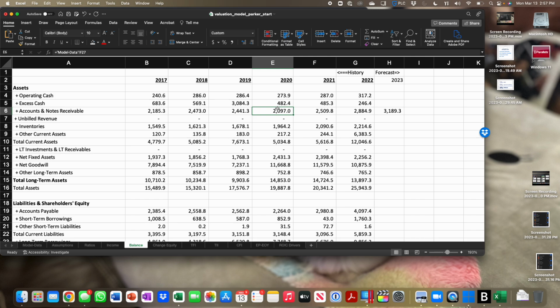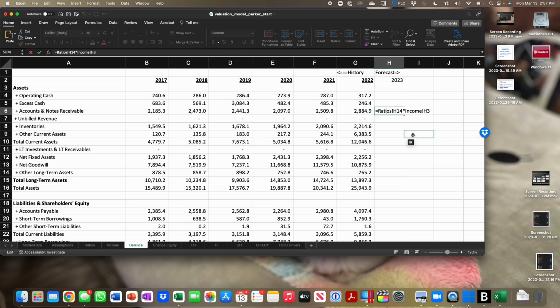Everybody with me so far? Yes. What did you multiply it by again? H3 from what tab? So H3 for the income tab times ratios H14 from the balance sheet ratios tab.